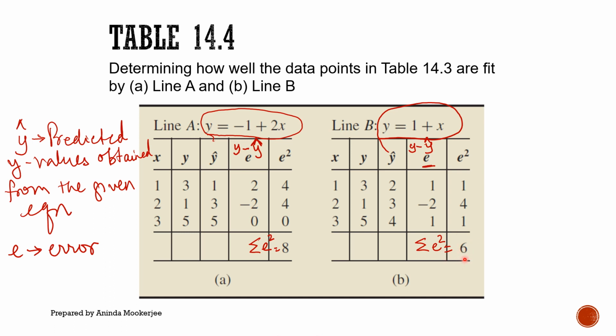All right, so this one has a sum of E squared value of 6. The other one has a sum of E squared value of 8. Pick the one which has the smaller value, smaller errors, smaller sum of errors. In other words, that's going to be a better fitted line.